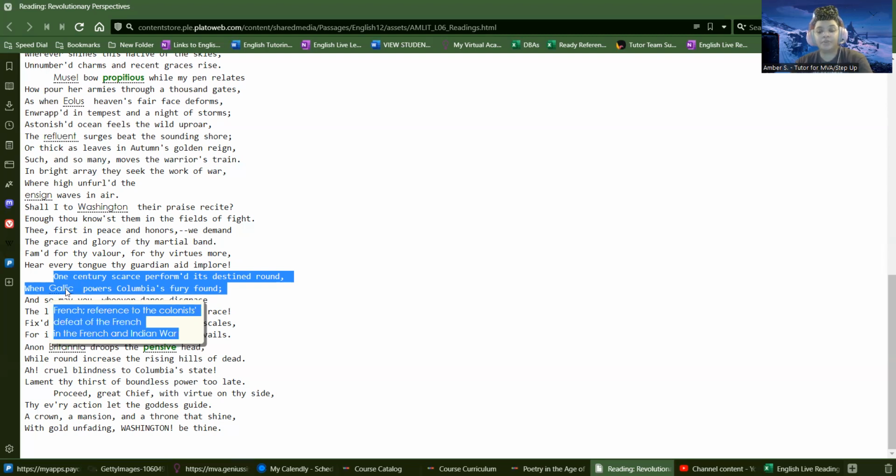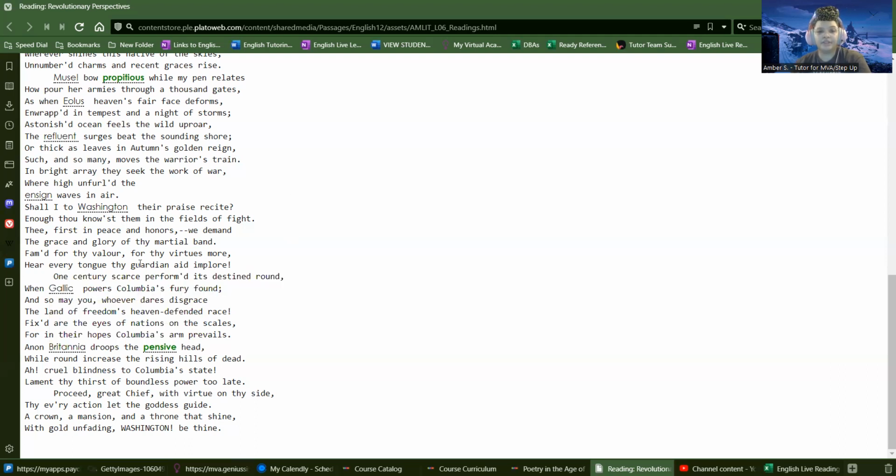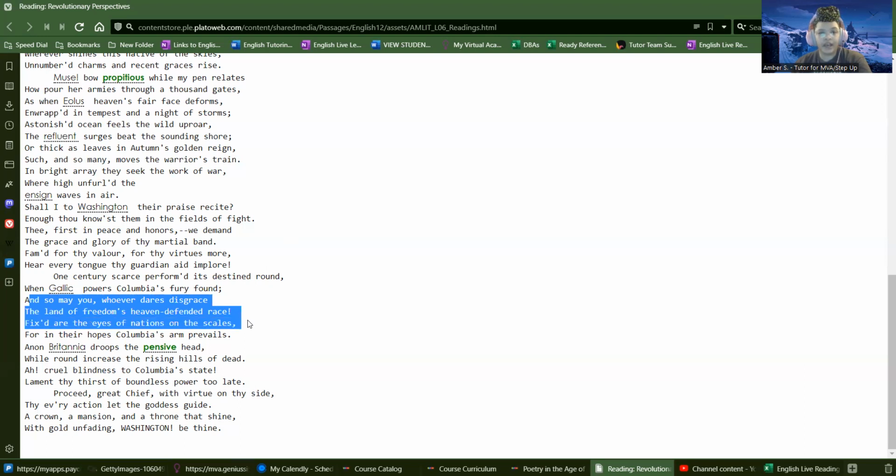So basically the colonies and their armies were defeated by the French in the French and Indian War. So she's saying it's been 100 years since that happened. And so may you, whoever dares disgrace the land of freedom's heaven defended race. Fixed are the eyes of nations on the scales, for in their hopes Columbia's arm prevails.